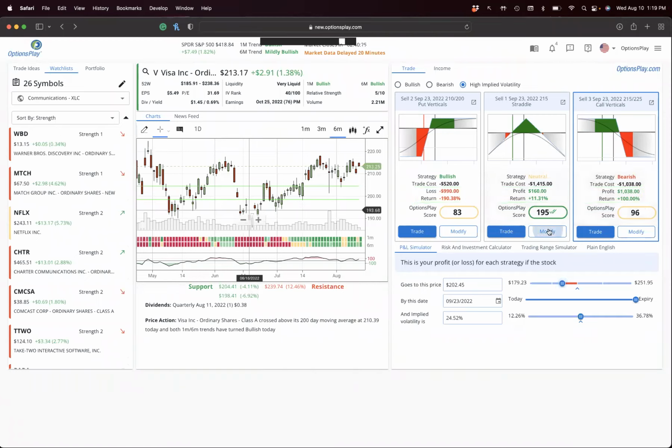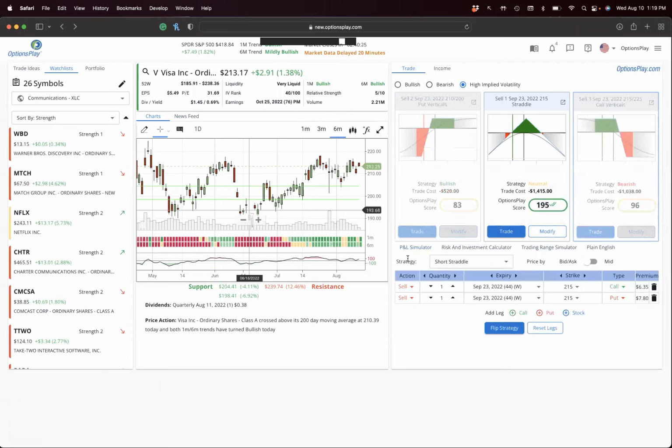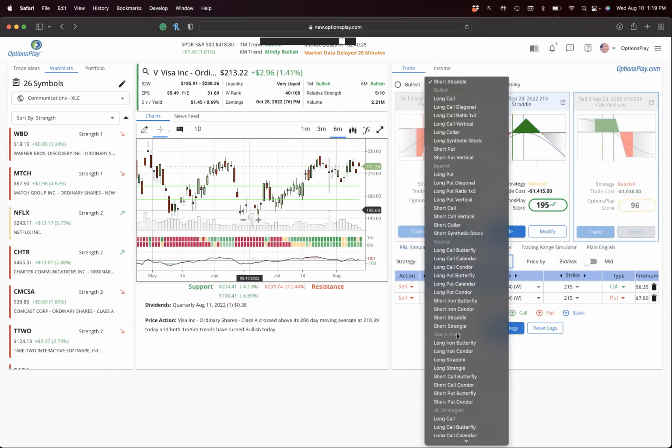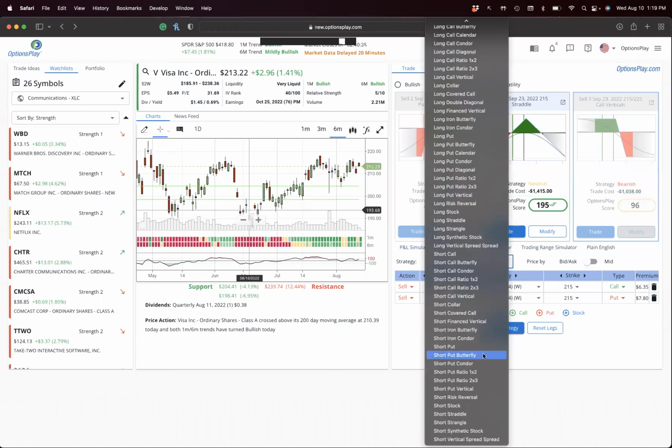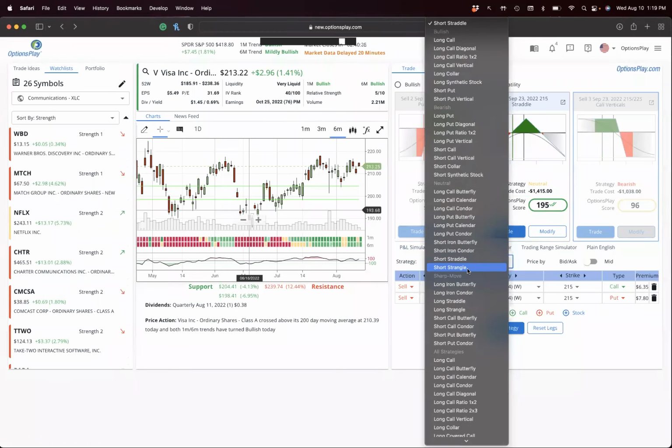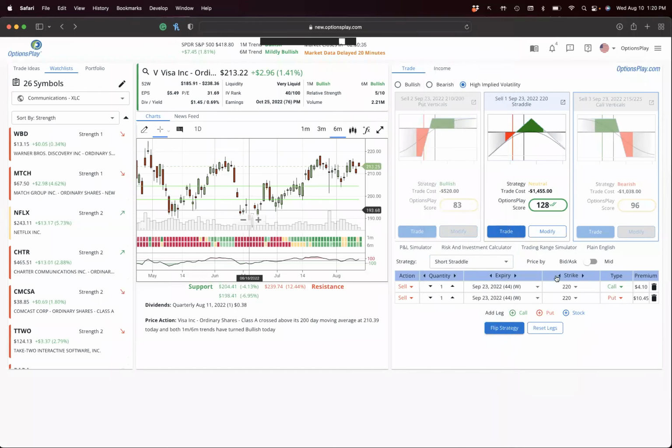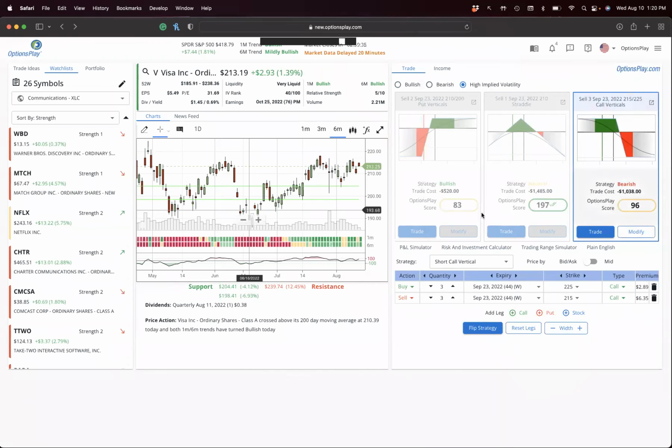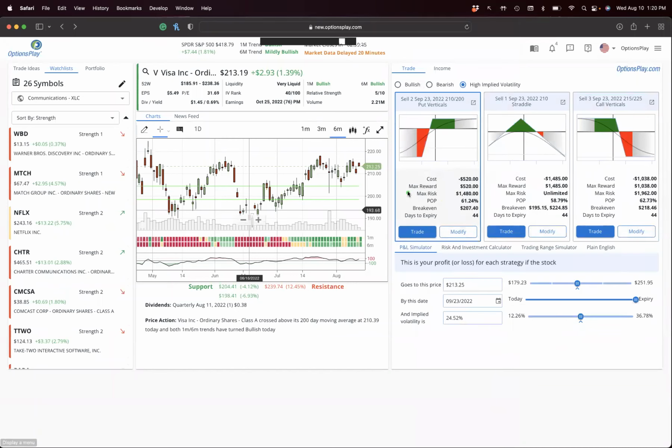And lastly, you can modify any of these strategies. You can use our strategy constructor. You can construct any of these 45 plus strategies that are supported by OptionsPlay. If you want to fully customize this, you can move the strike step up one, down one. You can do a lot of things to modify these types of strategies. And no matter what you do, the tool will always provide you with an understanding of how much you can potentially make, how much you can potentially lose, and the probability of profit.